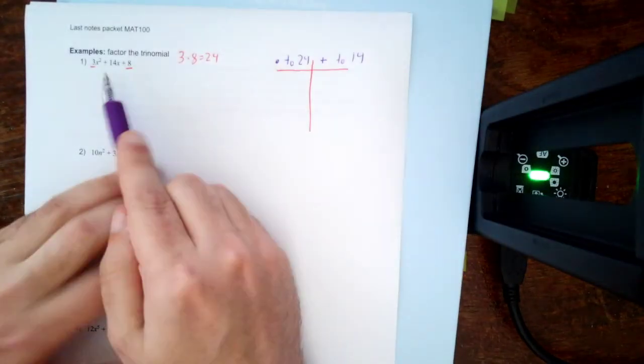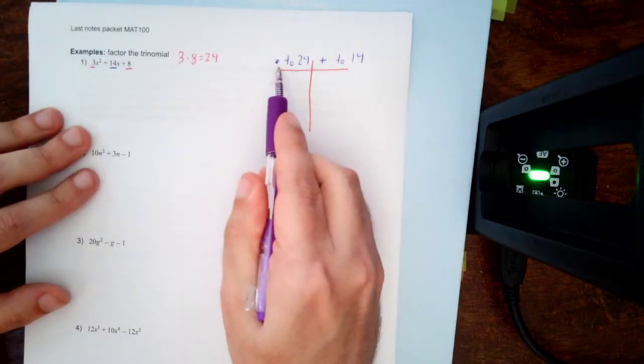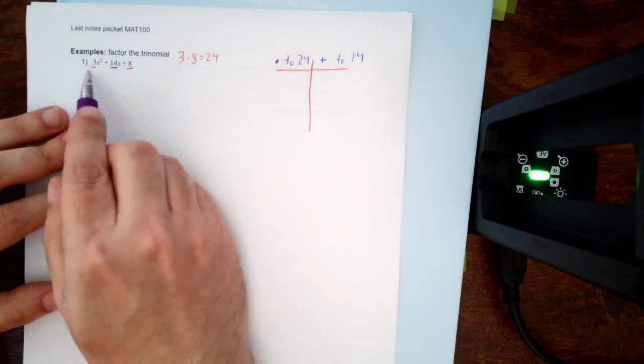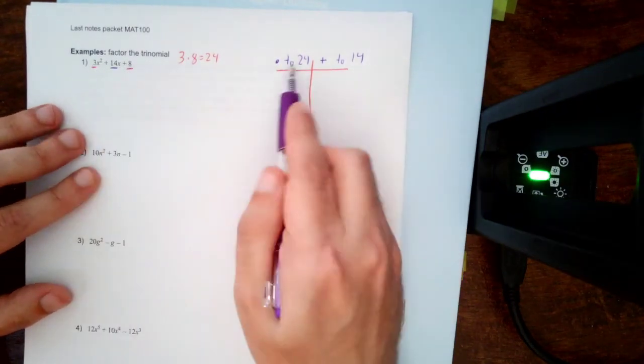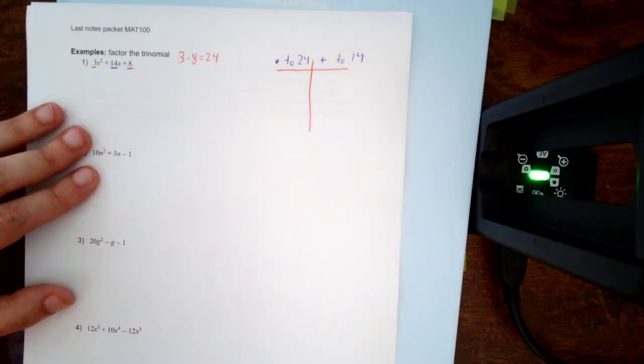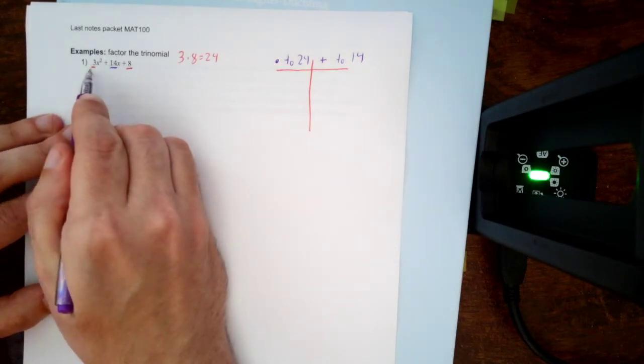So just like before, we're trying to add to the middle value, but instead of multiplying to the last value, we want to multiply to the product of the first and the last. So we want to multiply to 24, instead of multiply to 8, right? That's the difference here when you have a different number than 1 out front.